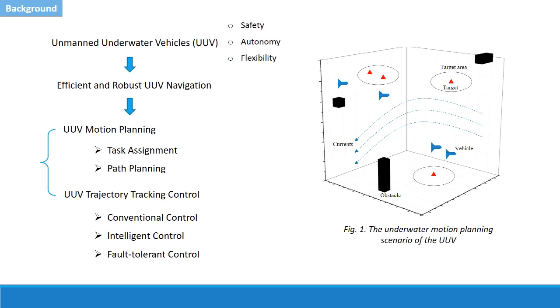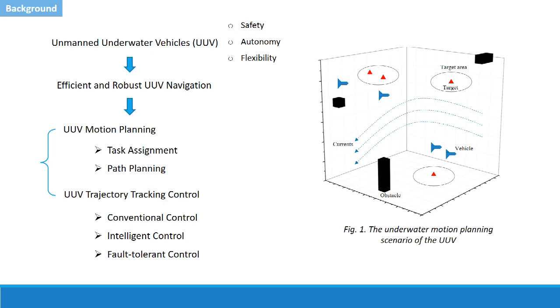So for the UUV motion planning, in this paper, we mainly talk about the task assignment of the multi-UUV system, multiple UUVs chasing, or say following, multiple targets, and the path planning of the UUV. In figure 1, you can see the typical underwater motion planning scenario for the UUV, where the effect of ocean currents and underwater obstacles has to be involved, and also how to address the target area and finally reach the target are topics that are covered by the UUV motion planning.